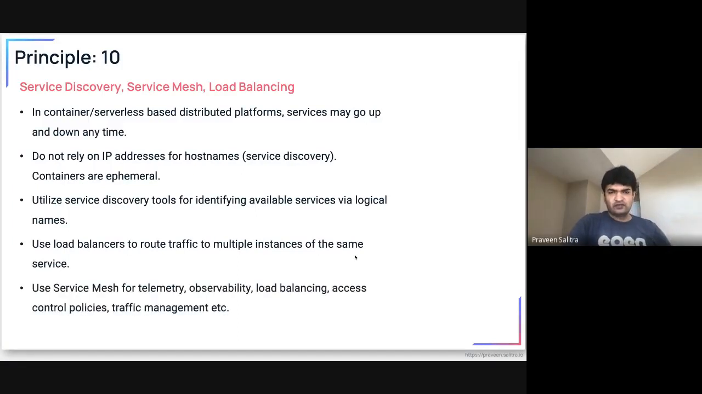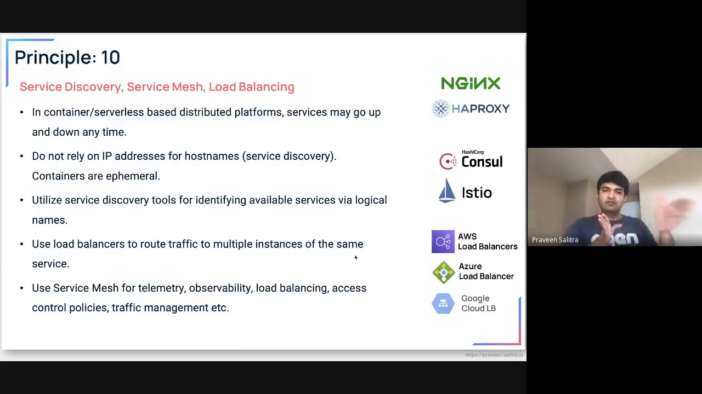And service mesh is a newer concept. I will not go into detail there, but just look it up if you are interested. The whole idea is there are many things that go on in distributed systems, from telemetry to observability to load balancing and access control among the services. So that's what a service mesh can do.